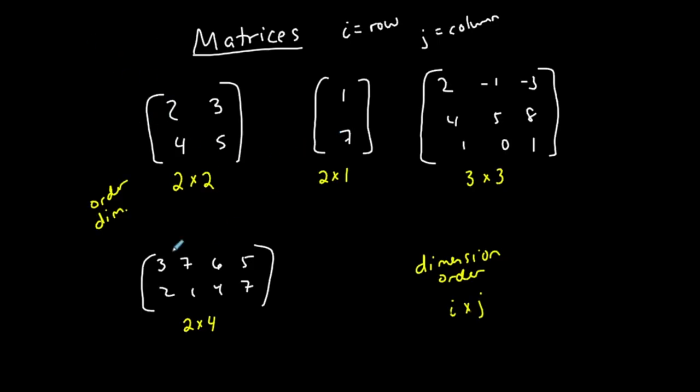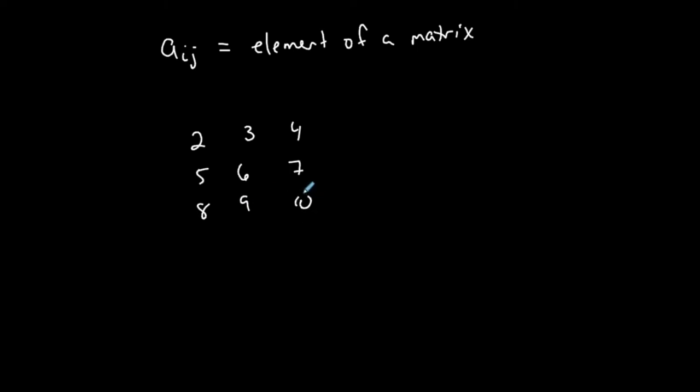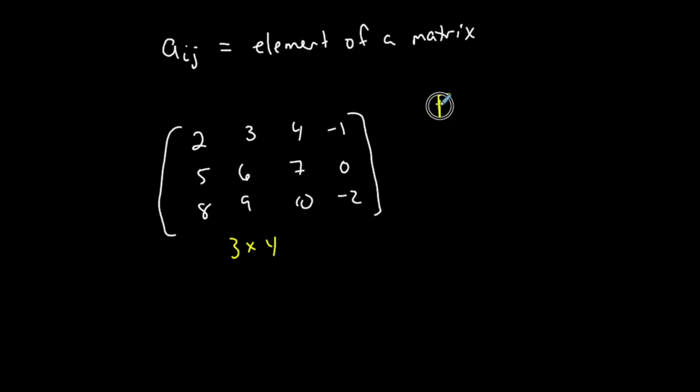Now, matrix notation: the numbers or the expressions within the matrix are called the elements of the matrix. So Aij is one element of a matrix. I is again the row number, and J is the column number, and these are the subscripts, and A represents the element of a matrix. So if I write a matrix, 5, 6, 7, 8, 9, 10, -1, 0, -2, whatever. What's this order? This is a 3x4 matrix.